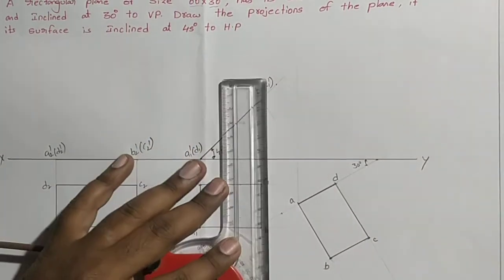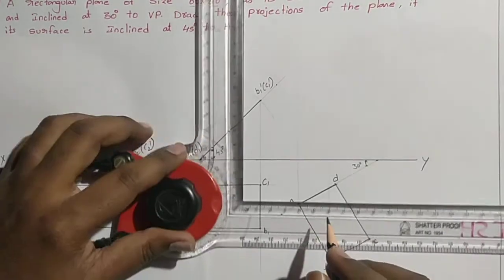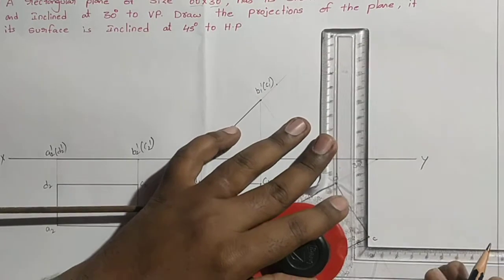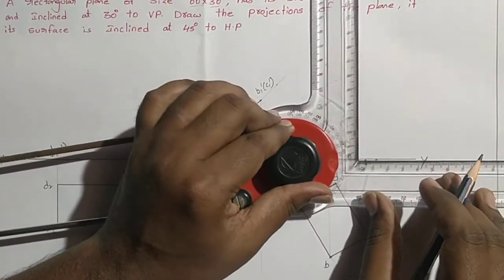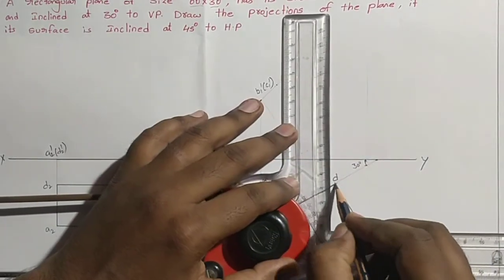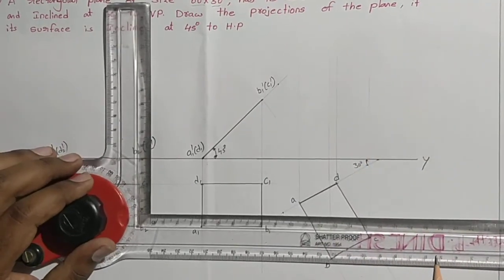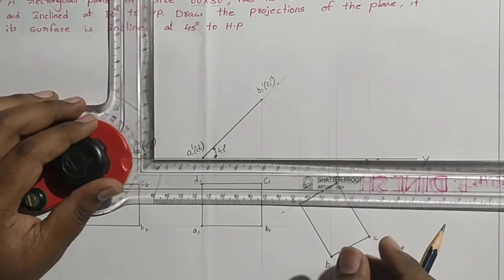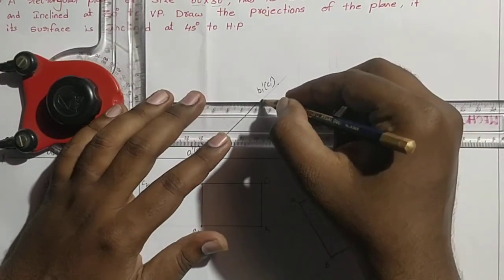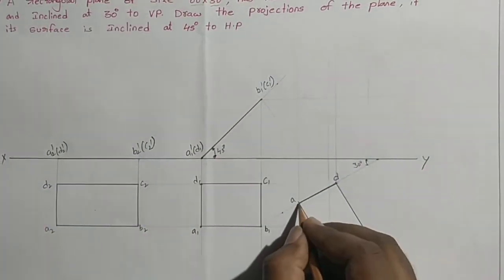A. Next, B and C. Next, D. These are the vertical projections. Next, we need to draw the horizontal projection from A dash. B, D dash is on XY, so we need to draw a horizontal line from B and C points, so that it is the A line.